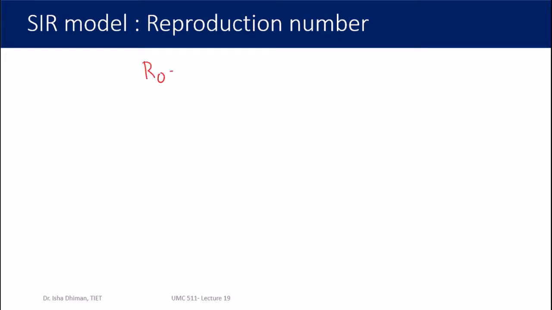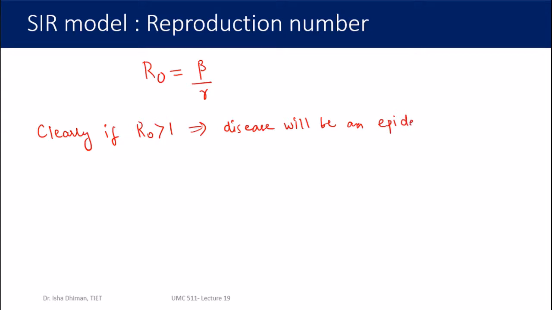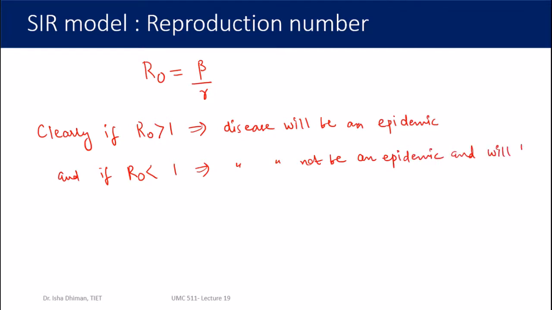So that's the reproduction number. We can summarize what we have just found: if R naught, beta by gamma, is greater than 1, it implies the disease will be an epidemic. Otherwise, if R naught is less than 1, then the disease will not be an epidemic, it will die out soon. What happens if R naught is equal to 1? That case we are not going to discuss right now because it needs further analysis. But right now, that's the conclusion.